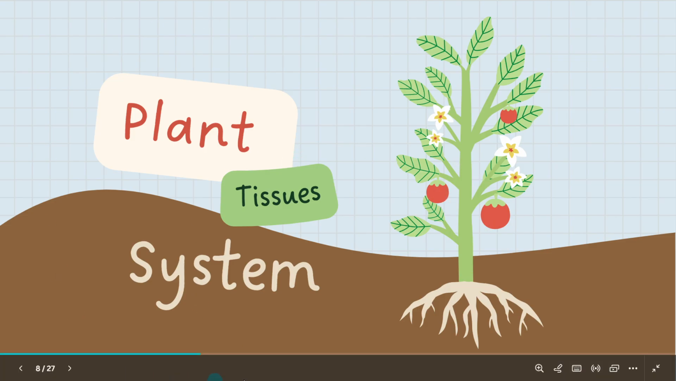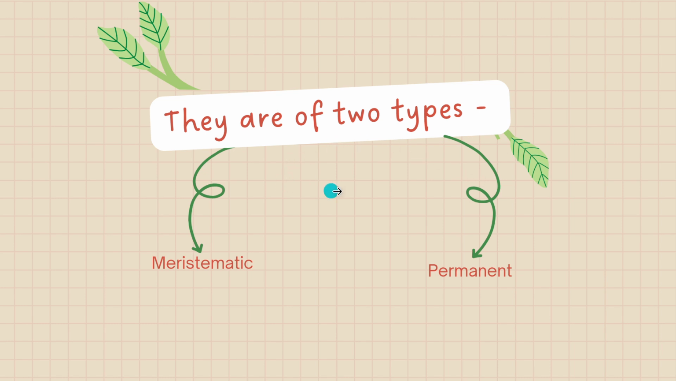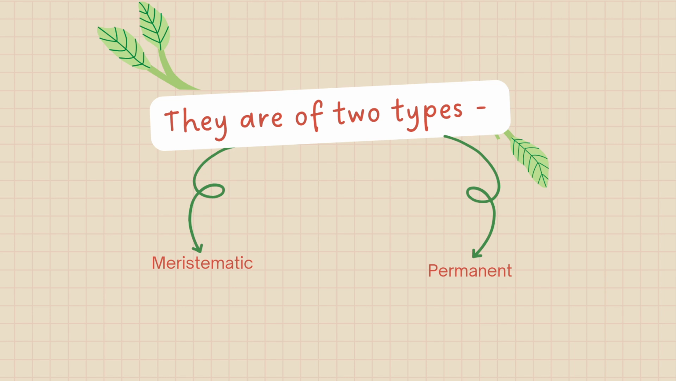Then let's move on to the plant tissue system today. In the next video I'll talk about the animal tissue system. Plant tissues are divided into two types, meristematic tissue and permanent tissue. Meristematic tissues are basically where the cells keep dividing and dividing to produce more cells. So they just keep dividing.